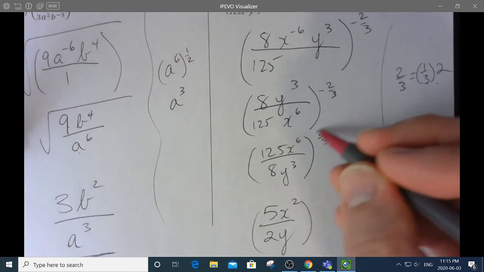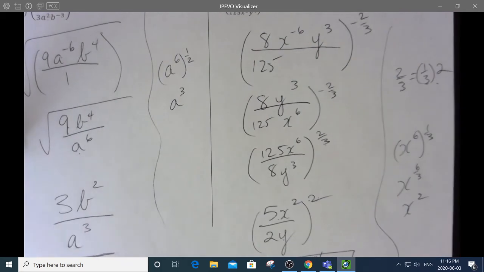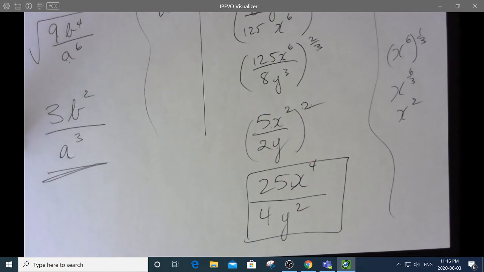But I still haven't dealt with this 2 yet, so I'm still squaring everything. So 5 squared is 25. X squared is x to the 4. I said x. X to the 4. And 2 squared is 4, y squared is y squared. And there we have it.